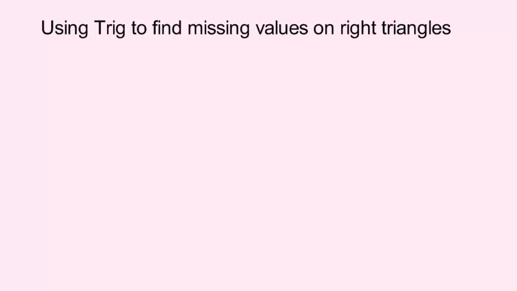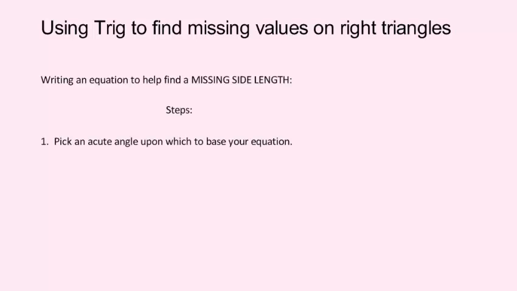But whatever. If you ever have to write an equation to find a missing side length on a right triangle, first thing you're going to want to do is pick one of the two acute angles to work off. A lot of the times it won't matter which one, just pick one and get rolling. Then determine the relationship between that angle and a side length that you know. Is that side length the opposite of the angle you picked? Is it the adjacent of the angle you picked? Or is it the hypotenuse?